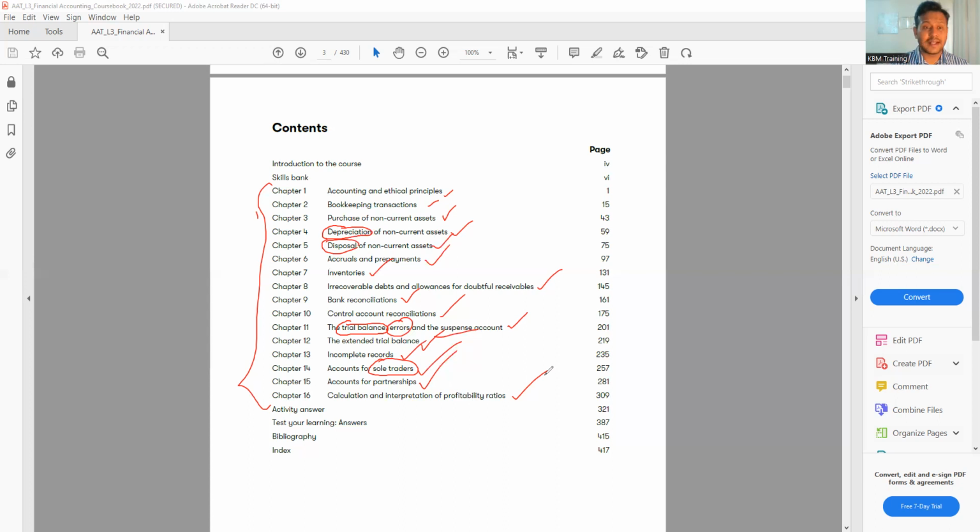So this is the overall briefing for our course, financial accounting, and this is all we're going to do through our classes. We will go very slowly. We'll go chapter by chapter, question by question, and I'm going to explain in detail so that we'll understand it.